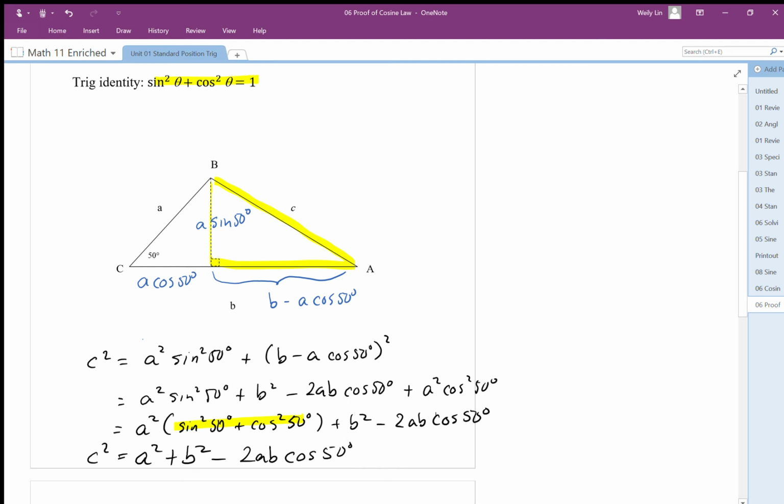So that angle is opposite to c, so that is how we generate our cosine law. Now we could generalize, I put in 50 degrees, but we could generalize with angle c as well and get the same result.